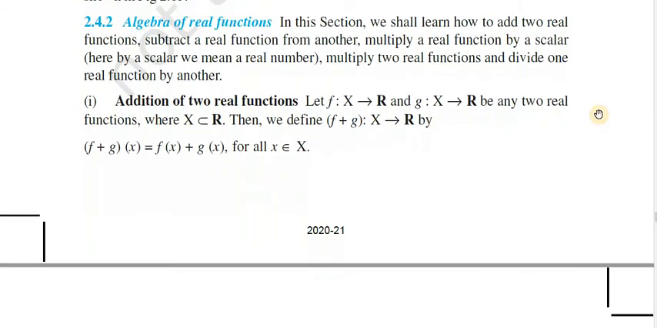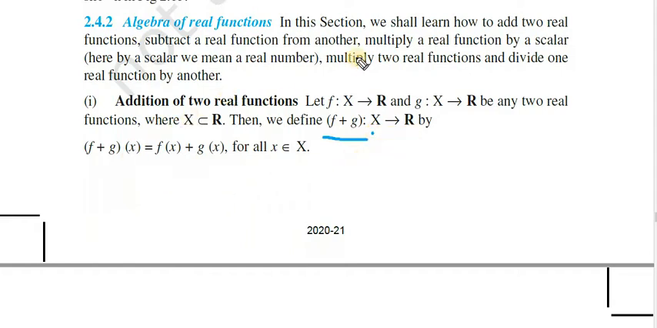Okay, so algebra of functions. You can just see, if you have two functions f and g with the same domain X, and R is the set of real numbers, the codomains are R. So if you have two functions like this, we can make a third function from this. What will be the third function? Third function is written like this: f plus g. f plus g will be a function from X to R.